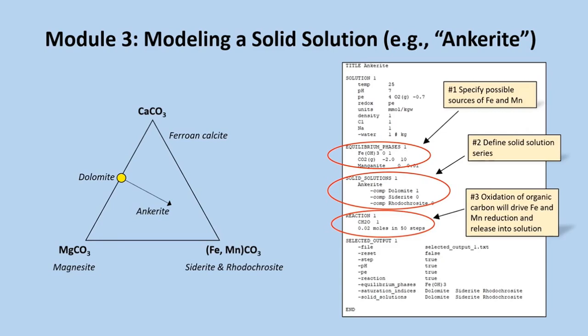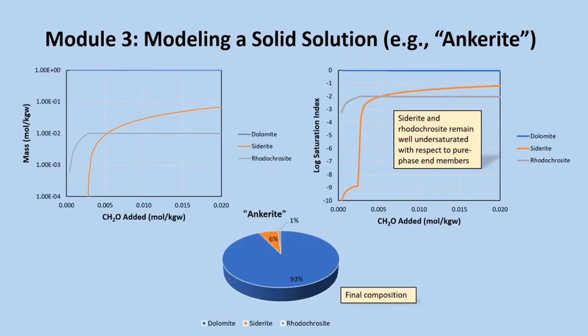Where will the iron and the manganese go? Well, the simulation results show that an ending ankerite composition containing about 6% iron and 1% manganese is formed. Remember, if you look back at the setup input file on the previous slide, you'll see that we started with a pure dolomite that contained no iron and no manganese.